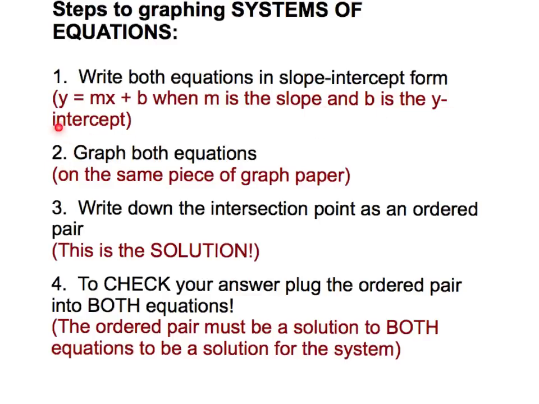Then you need to graph both of the equations on the same piece of graph paper, like on the intro slide, where you could see 2 lines that intersected. What you're going to be looking for is the intersection point. This is going to be the solution to the system. So your answer is going to look like an ordered pair. Then to check your answers, you can plug the ordered pair, or the solution, into both equations. In order for the ordered pair to be a solution, it has to work for both equations.